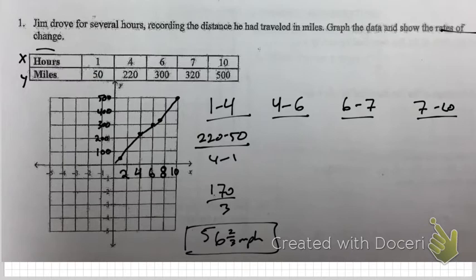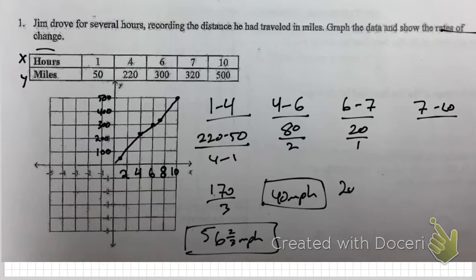What about 0 to 1? That's not on there. What about 0 hours to 1 hour? What's the rate of change? 50 miles per hour. Okay, so let's look at 4 to 6. It goes up 80 miles over 2 hours, so that's 40 miles per hour. From 6 to 7, it went up 20 miles in 1 hour. So that's 20 miles per hour.